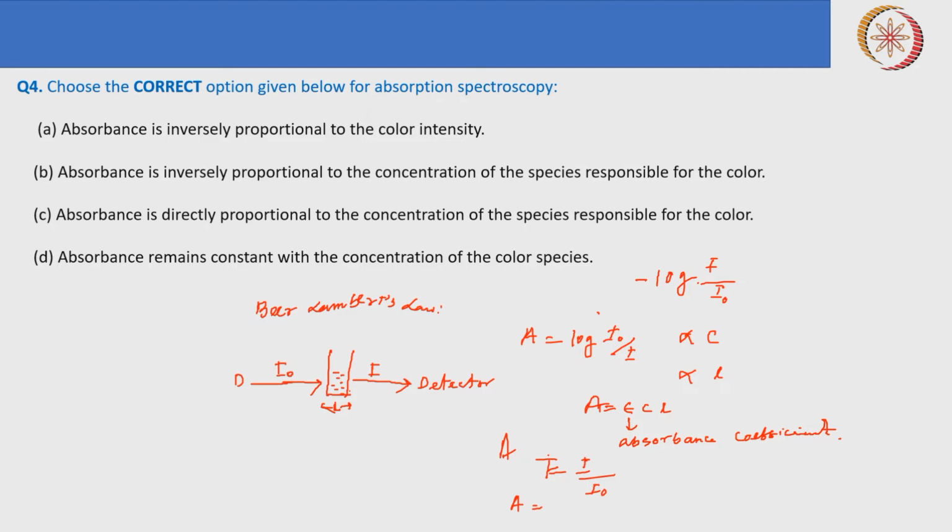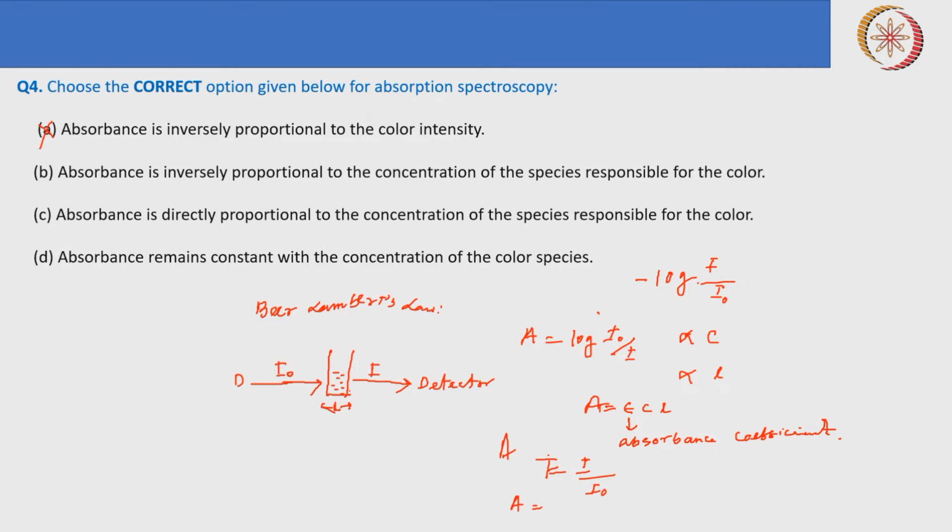Okay, so these things are there. Now, if the concentration of the colored compound is high, then the color intensity will be high. Now you see the option that absorbance is inversely proportional to the color intensity. That means it is telling that if your concentration is high, then your absorbance will be low. That is not true, because we can see that absorbance is directly proportional to the concentration. So that cannot be the answer.